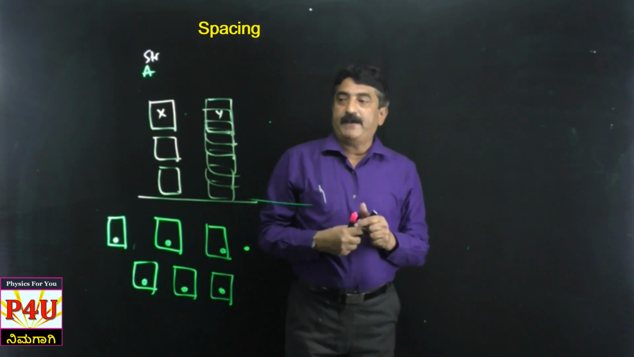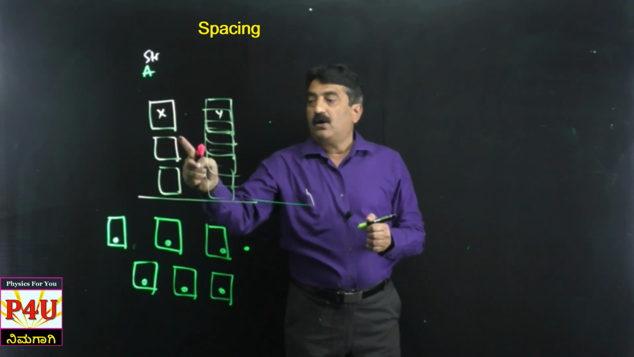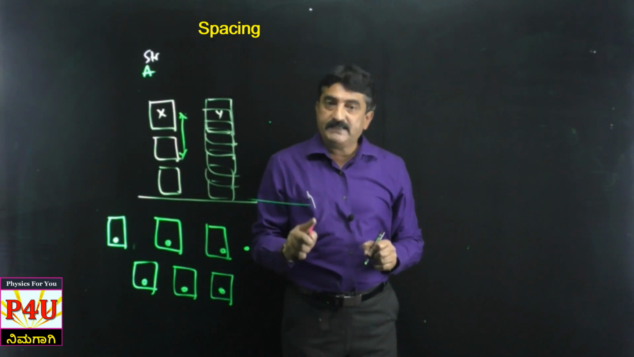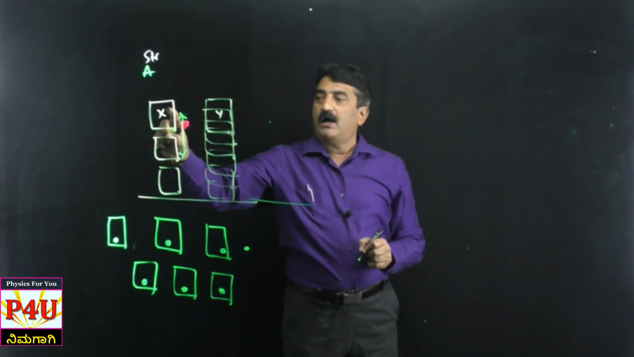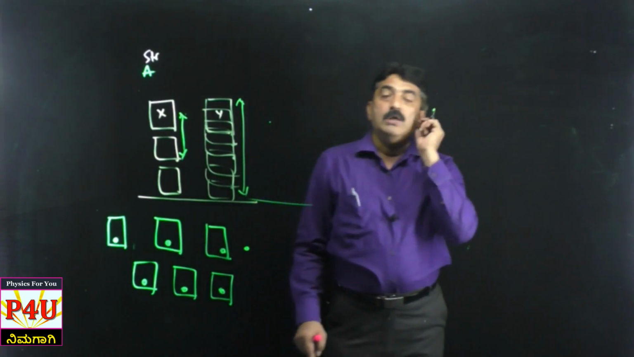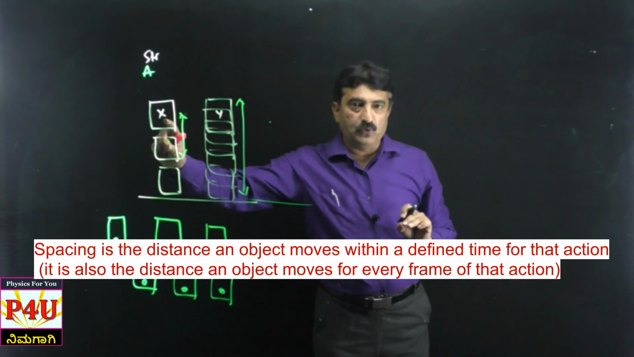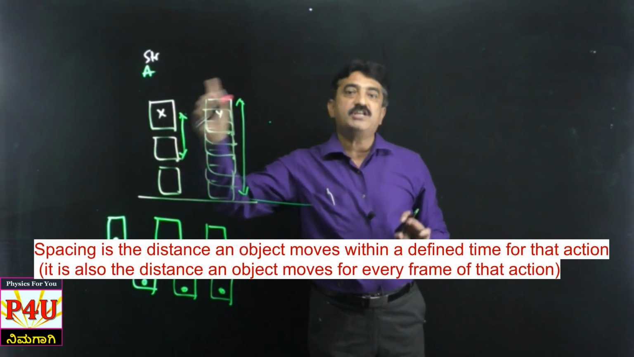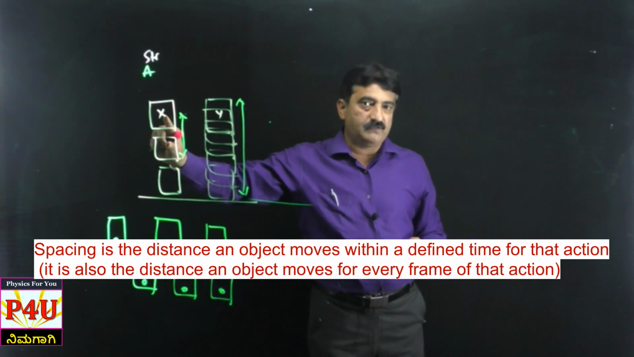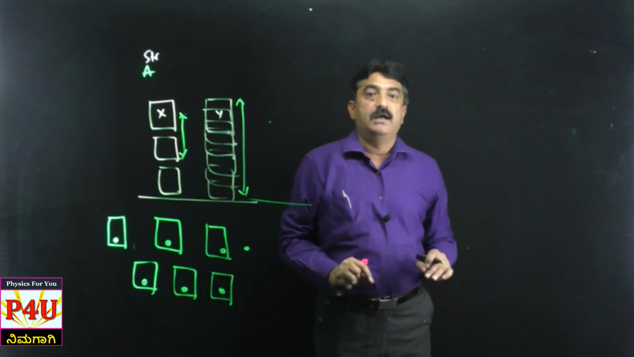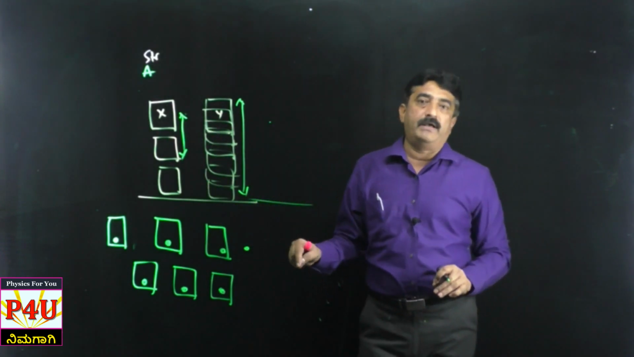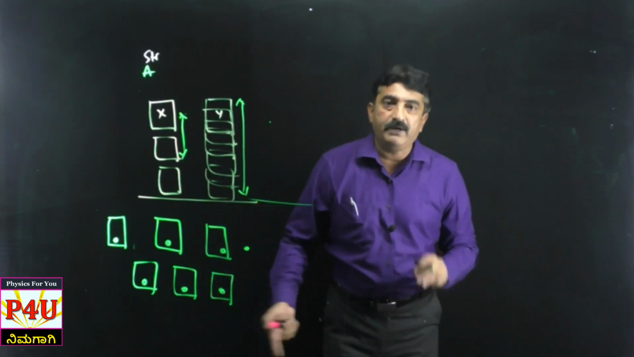What is spacing? Coming back to these diagrams, these are the frames. Between two frames there is a gap. This gap is called spacing. So spacing is nothing but the distance between two frames, or the distance covered by the action between two frames. It can even be the total distance. Here the object falling under gravity is the action. It is not only the distance between two positions of the action, it is also the total distance traveled. So the total time taken for the action is timing, and the distance for that action to happen, or the gap between two frames, is spacing.